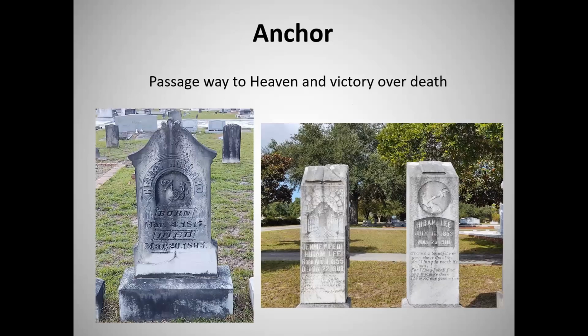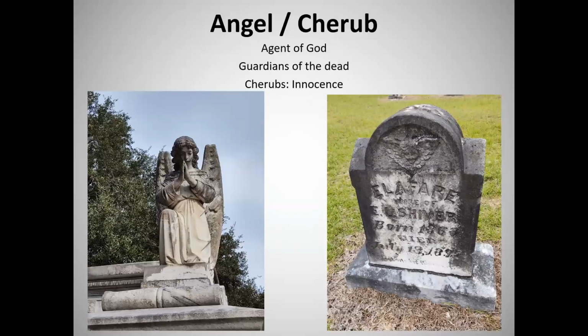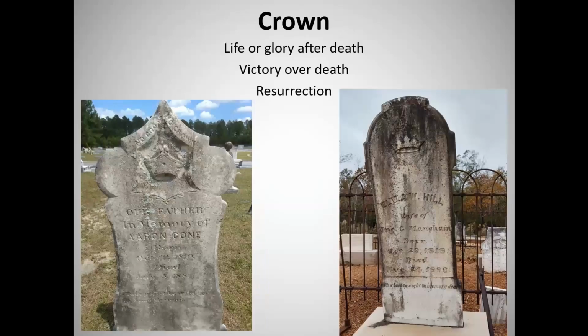An anchor is a common symbol to show the passageway to heaven and victory over death. And you can also notice in most of these, they have more than one symbol on them. You have an angel or a cherub. The angels represent agent of God and guardians over death, and cherubs represent innocence.